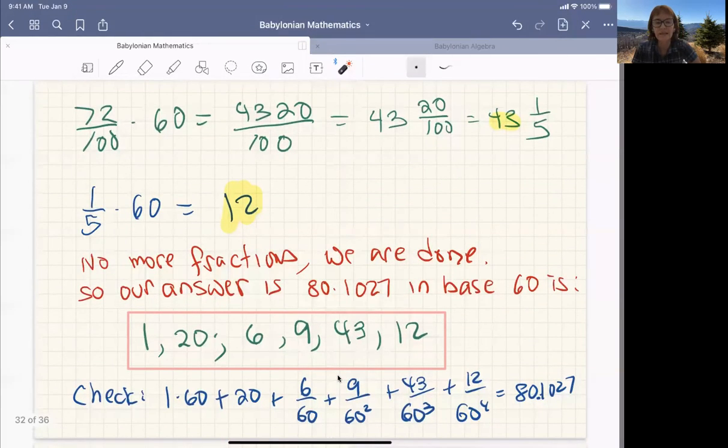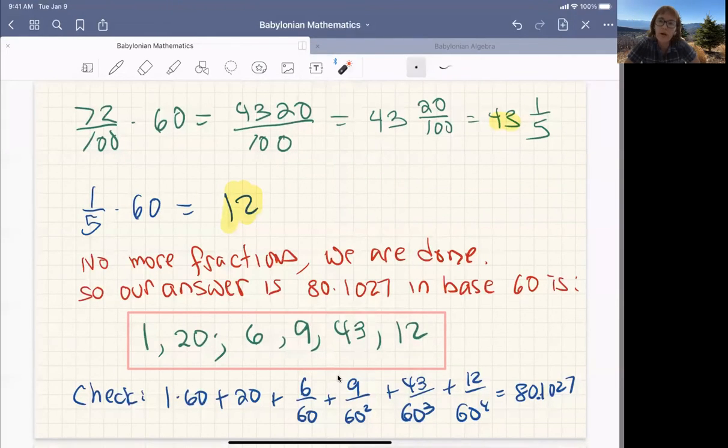And then we can check by converting it back into base 10. So 1 times 60 plus 20 plus 6 over 60 plus 9 over 60 squared plus 43 over 60 cubed plus 12 over 60 to the 4th. Plug that into your calculator and you get the original number we started with.